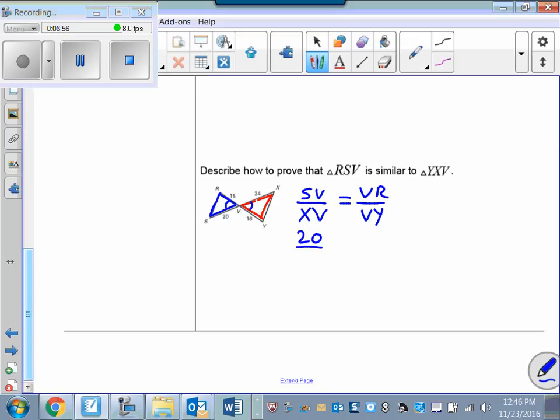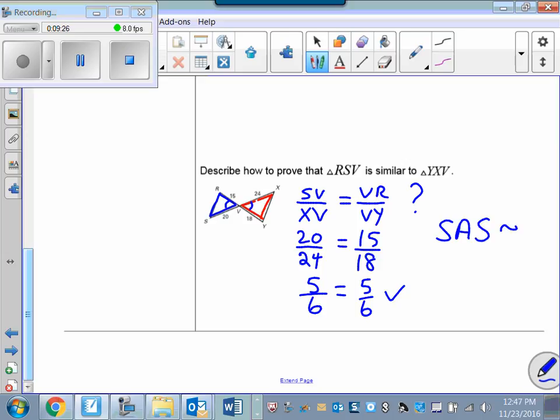SV is 20, XV is 24, and the question is, does that equal VR 15 over 18? So 4 goes into 20 five times and into 24 six times, 3 goes into 15 five times and into 18 six times. So yes, they are similar by the side angle side similarity theorem. Postulate. Which one? You check. Okay, side angle side. All right.